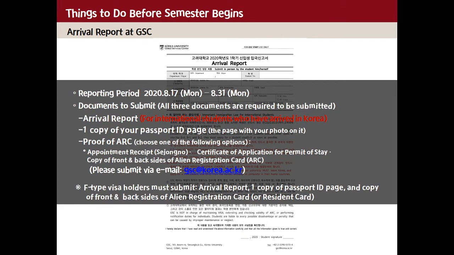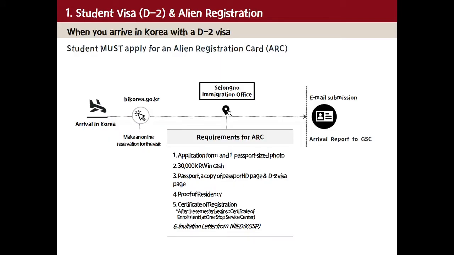Make sure that you submit all three required documents to the GSC email written here. Even if you are an F-type visa holder, you still need to submit your arrival report, a copy of your passport ID page, and a copy of the front and back side of your alien registration card, or in your case, a residency card.